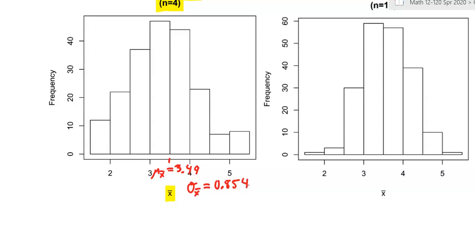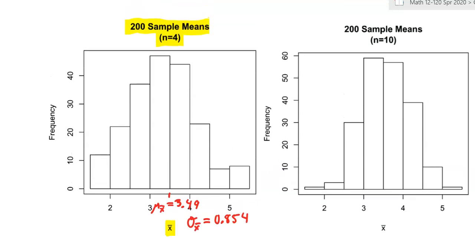The standard deviation for these x bars ended up being about 0.854. So if you look at the distribution, it is no longer uniform, it is more of an almost approximately bell shape, right? Of course, you don't have that exact bell curve, but it's starting to resemble that bell curve.